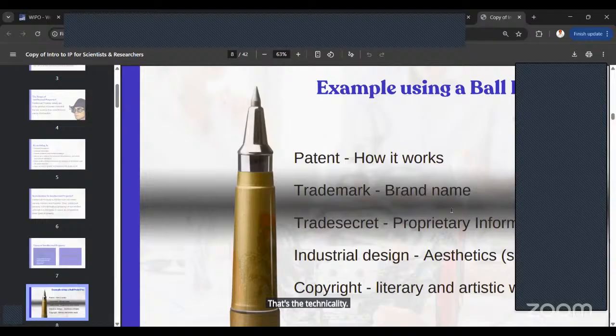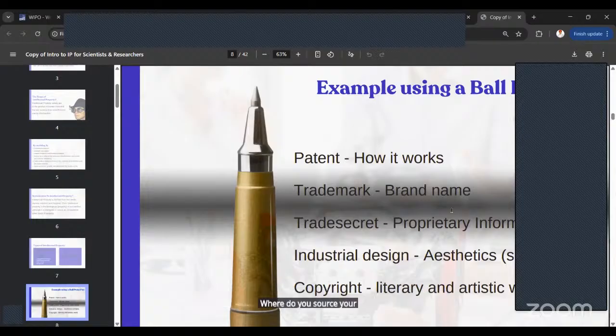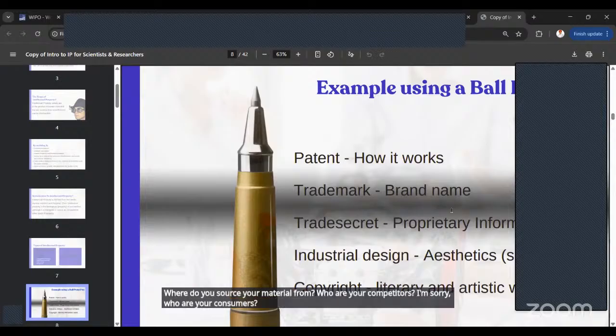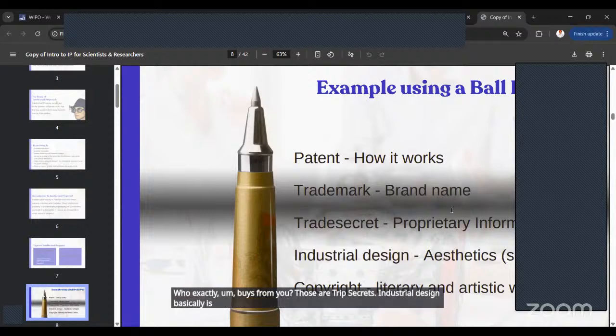A trademark will tell you the name of the brand of this ballpoint pen. A trade secret will tell you secret information that you don't want to disclose to people, such as where you source your material from, who your competitors are, who your consumers are, who exactly buys from you. Those are trade secrets. Industrial design basically is how beautiful this pen looks.